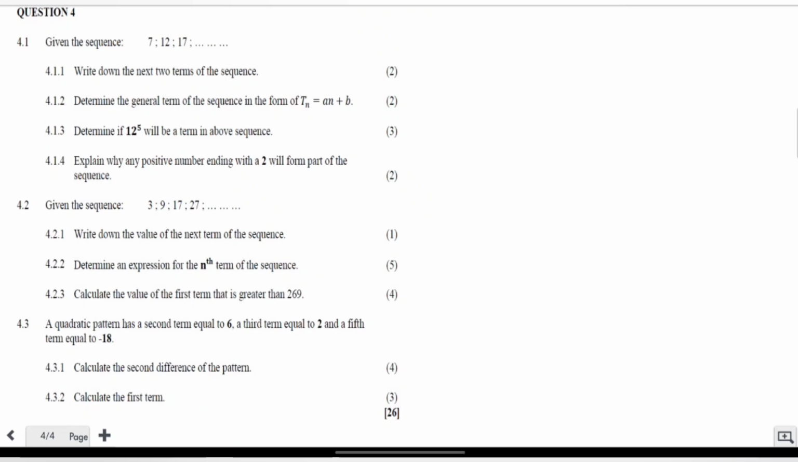Given the sequence 7, 12, 17, I'm going to do 4.1.1. Write down the next two terms of the sequence. What type of sequence? At this stage I don't know. Let me check. If I get the first difference the same, it is linear, or if the second difference is the same, it's quadratic.